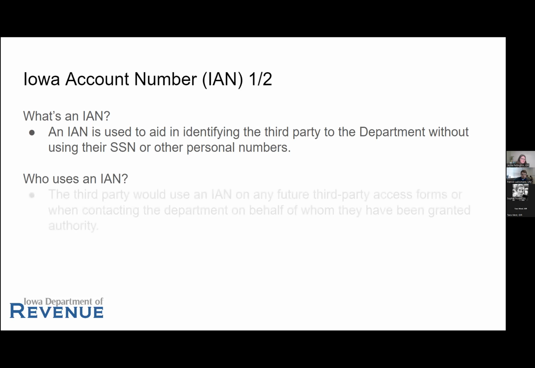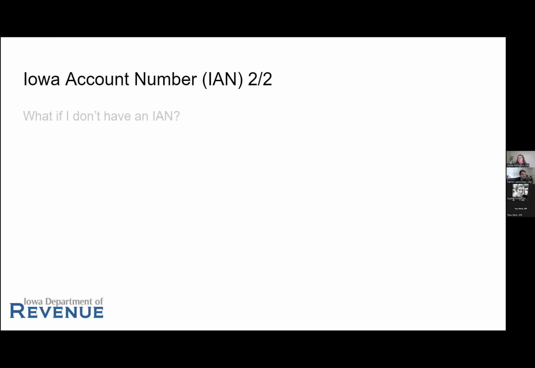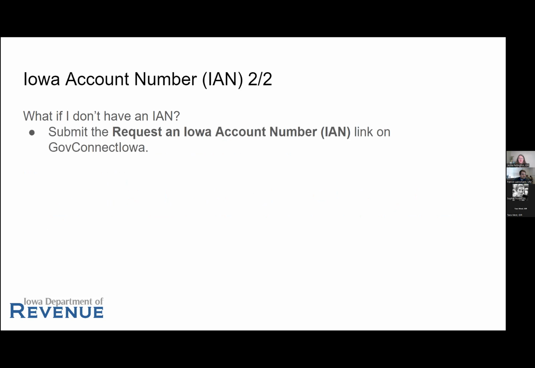So who would use one? The third party would use an EIN on any future third party access form or when they're contacting the department on behalf of whom they have been granted authority. What do you do if you don't have an EIN? You can submit the request an Iowa account number link on GovConnectIowa. And then what happens if you forget it is you can contact taxpayer services and they will be able to locate that number for you.